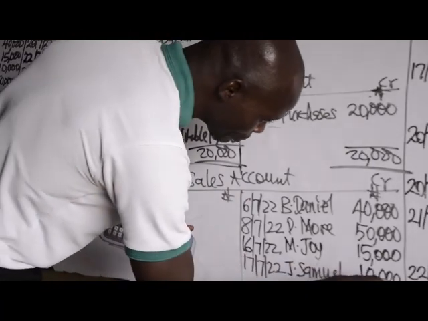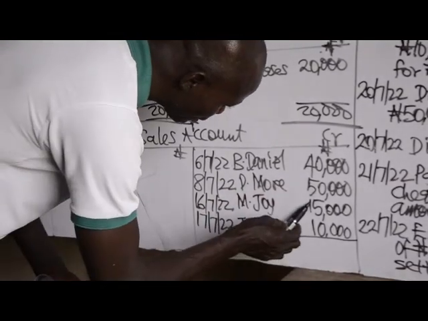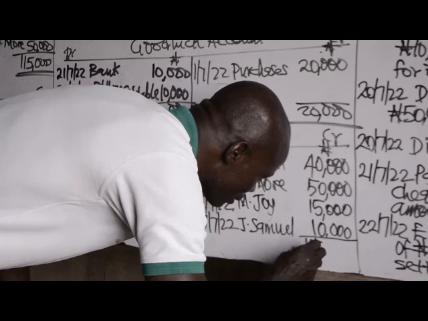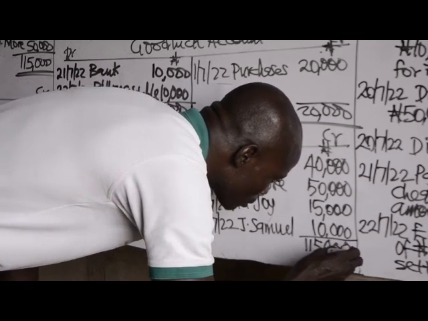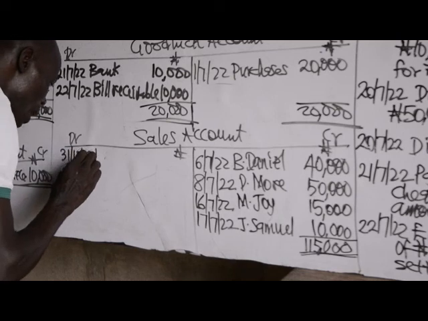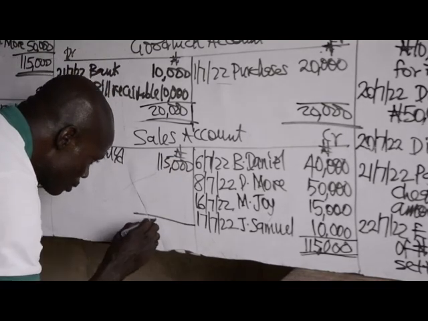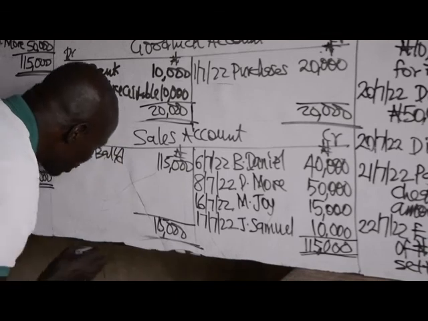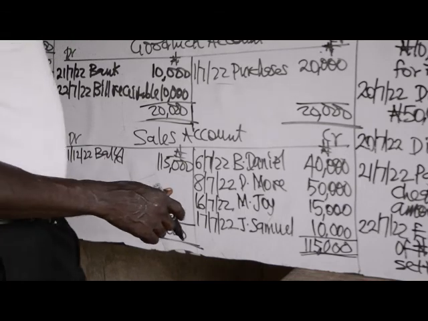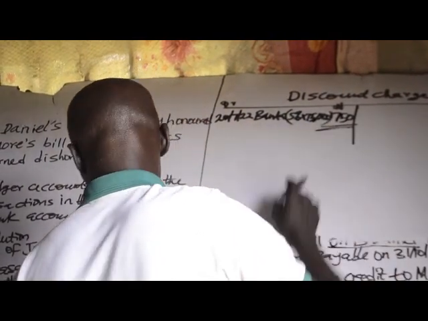Then sales account, 40,000 plus 50,000 is 90,000, plus 15,000 is 105,000, plus 10,000 is 115,000. So you have balance carried down, 31st of December 2022, 115,000. The total is 115,000. This balance will be transferred to trading account. Then discount account. Discount charge, you have 750, which will be recorded as an expense.